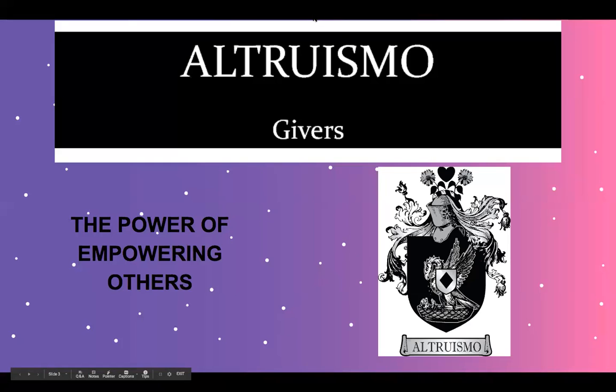The house with the color black is Altruismo. They are the givers. Their animal on their shield is the griffin, which is part dragon and part bird. That's so cool. Your main theme is the power of empowering others if you're in House Altruismo.